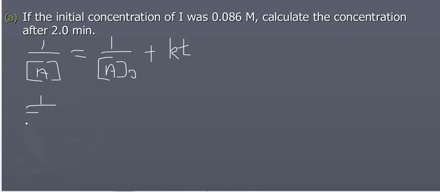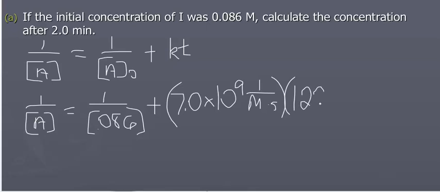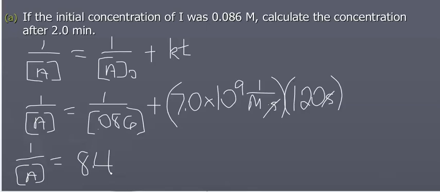So I want to solve for the concentration after 2 minutes. So I'm solving for the left side. My initial concentration, I'm told, is 0.086 molar. So that goes there under A0. K was given in the problem, 7 times 10 to the 9th, 1 over molar times seconds. And since we're in seconds, the 2 minutes, which is the time, make sure that's in seconds so that we cancel out those units. So 1 over concentration of A would be equal to, when we solve this, 8.4 times 10 to the 11th, inverse molar.